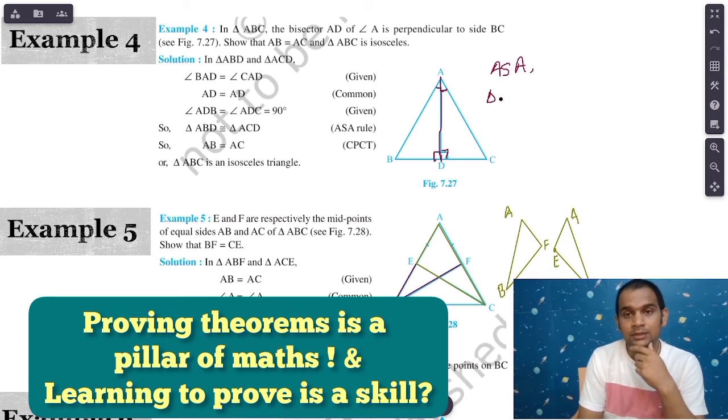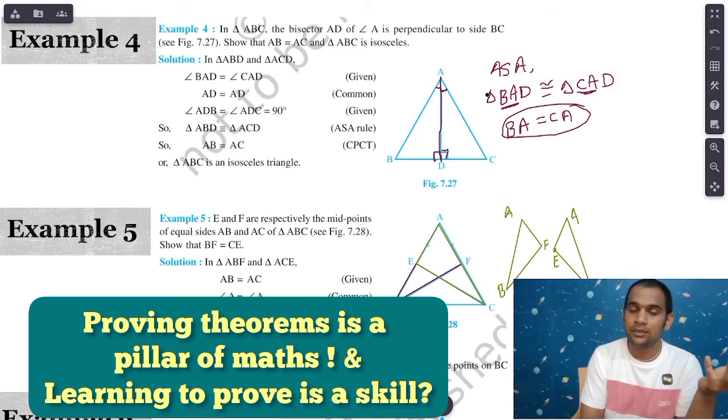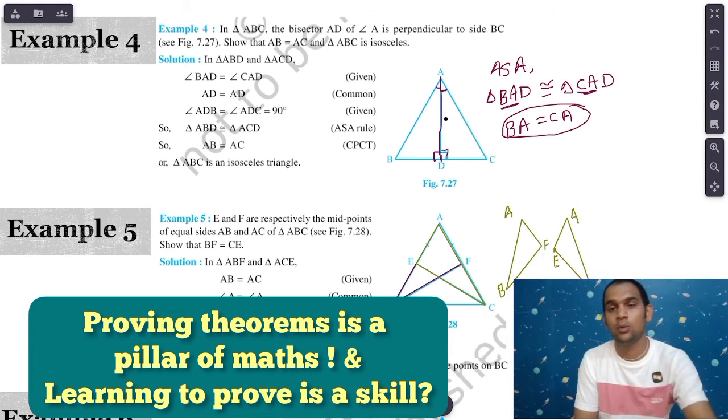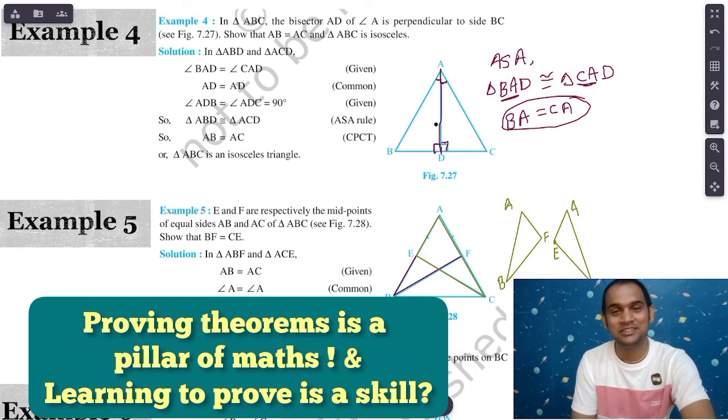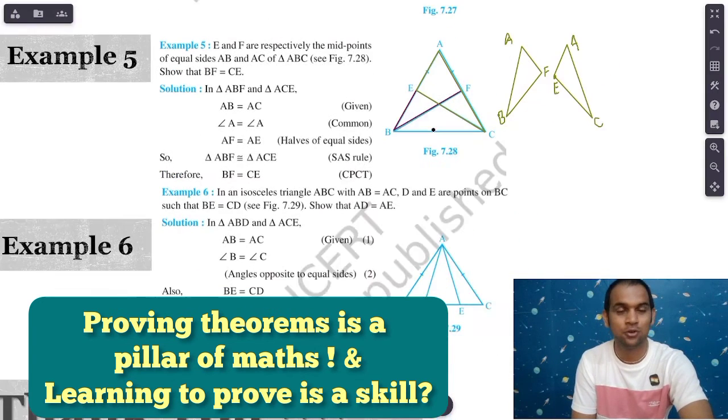So that implies triangle BAD is congruent to triangle CAD. Again, BA equals CA by CPCT. Since two of the sides of triangle ABC are the same, triangle ABC is an isosceles triangle. I hope that makes sense.